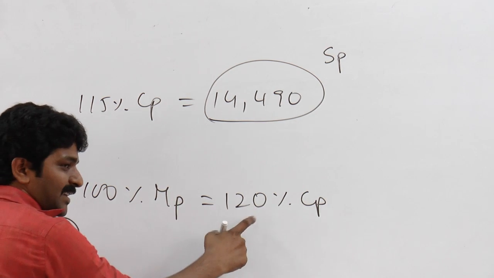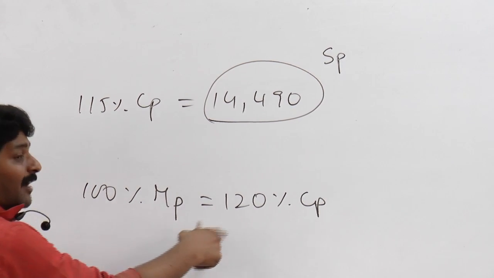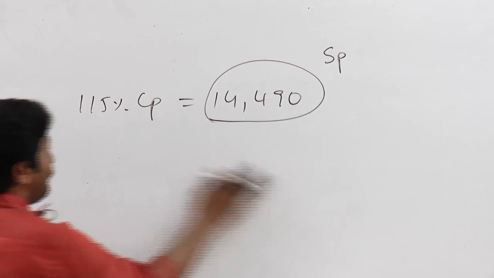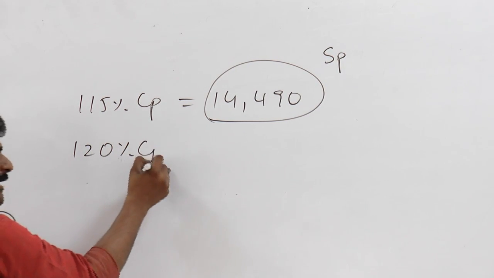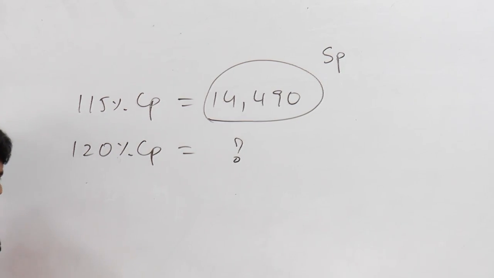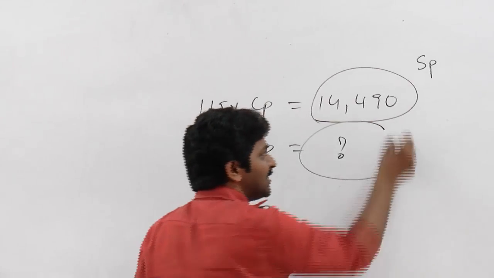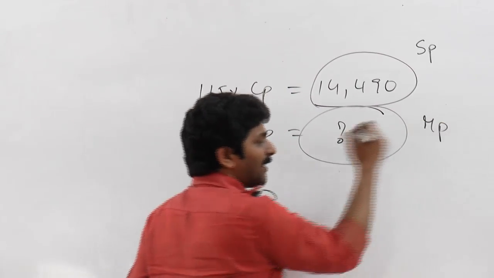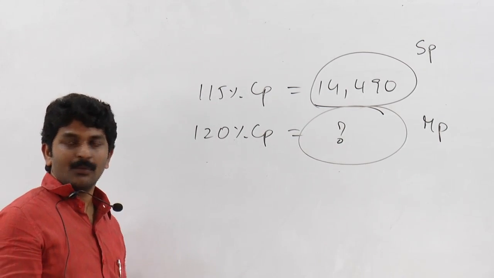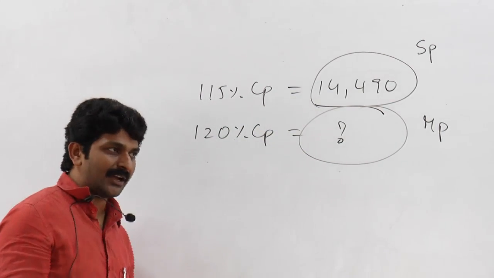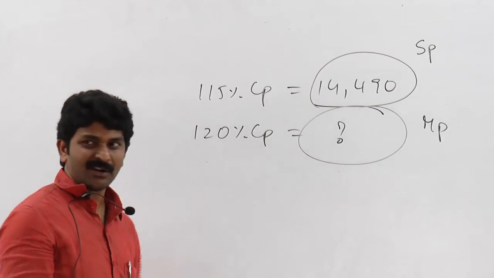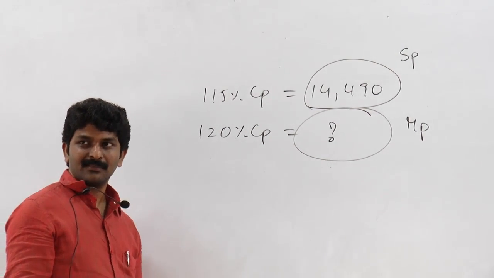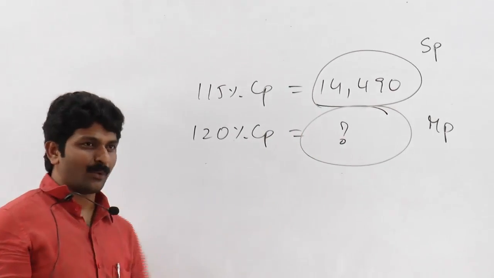100% of market price is equal to 120% of cost price. If 115% of cost price is this much, can't you calculate 120% of cost price in terms of rupees? Yes or no? If you do this, you will get market price. Once you have selling price and market price, can you get your answer or not? Basically, this conversion is also not required.